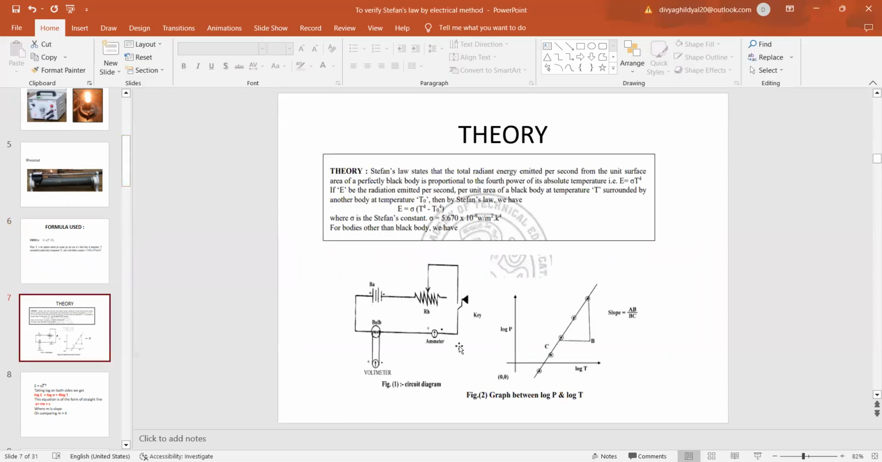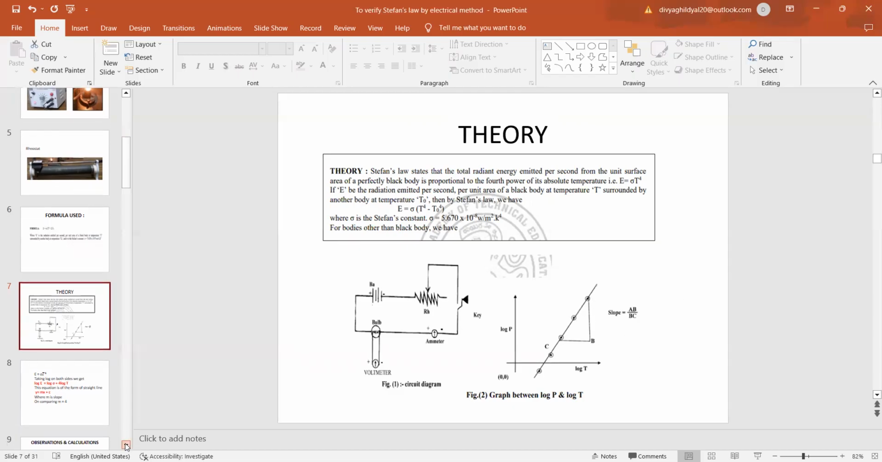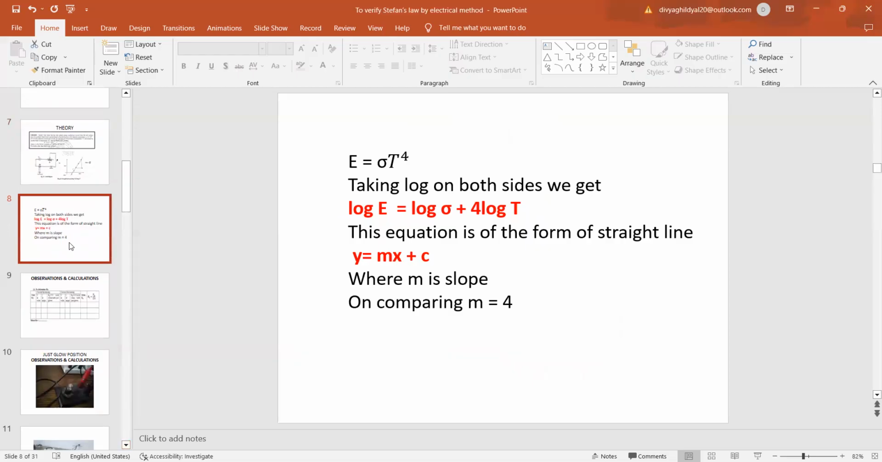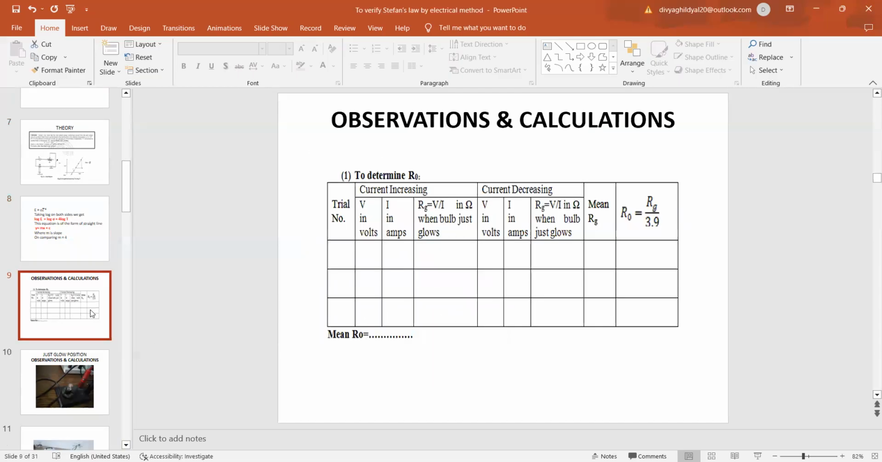We will make a very simple circuit here in series and plot a graph between log P and log T and find the slope of this graph. If the slope comes out approximately 4, our experiment is verified. Why slope 4? Because from Stefan's law, E is equal to sigma T to the power of 4. If we take log on both sides, we get log E is equal to log sigma plus 4 log T. If we compare this equation to that of a straight line, we observe that the slope m is equal to 4. So if our straight line graph gives us an approximate value of 4 for the slope, the experiment will be verified.